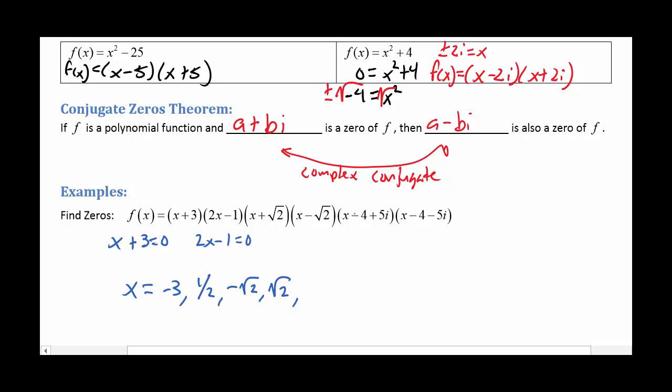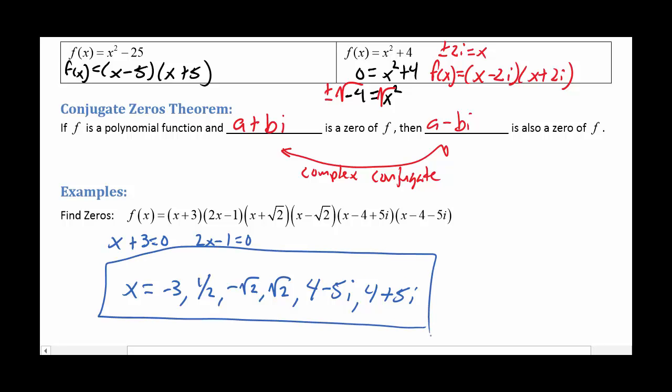So what about x minus 4 plus 5i? That means positive 4 minus 5i is a 0. And positive 4 plus 5i is a 0. So in factored form, those would be the zeros of this particular polynomial.